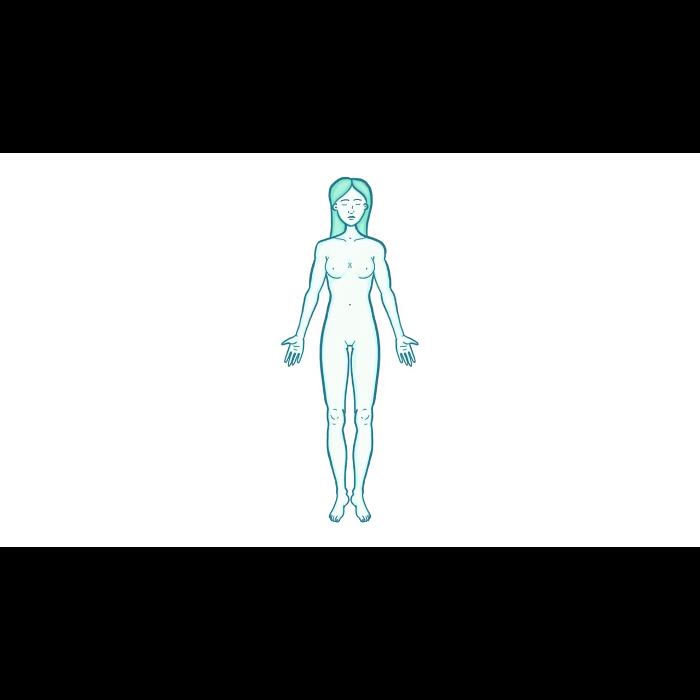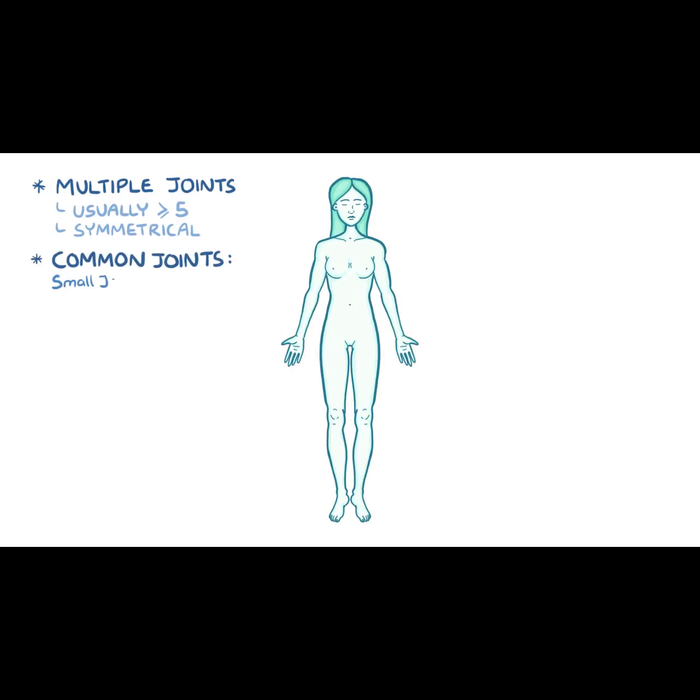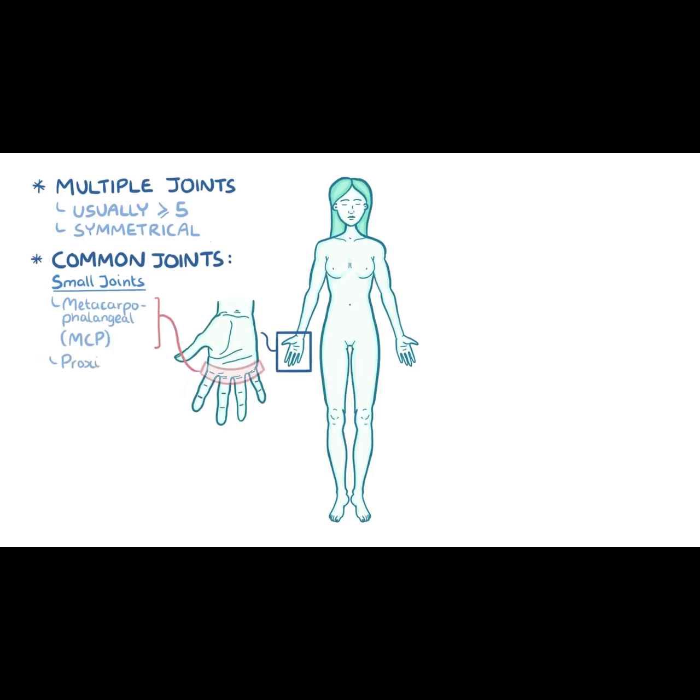Rheumatoid arthritis typically involves multiple joints, usually 5 or more, symmetrically, meaning the same joint groups on both sides of the body, like both hands for instance. Commonly affected joints are the small joints, like the metacarpal phalangeal joints and proximal interphalangeal joints of the hand, and the metatarsal phalangeal joints of the feet.